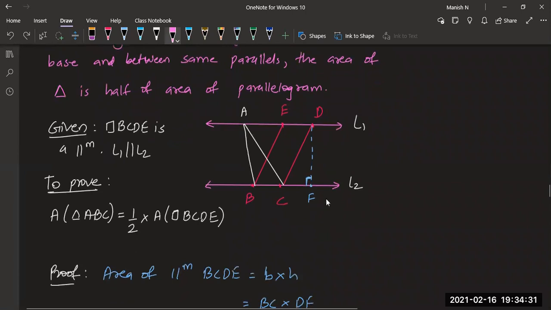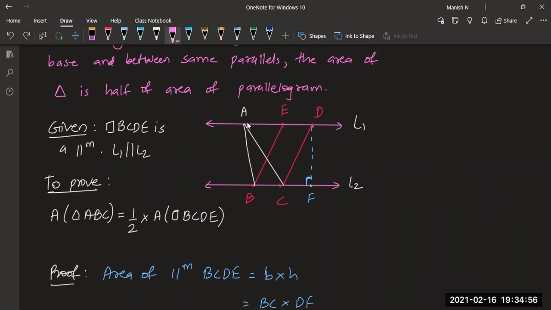So we would say construct DF as the height first. Okay. So after we have constructed the height, we would say now area of BCDE is base into height. Now the base is common, BC. Height we have constructed as DF, right?